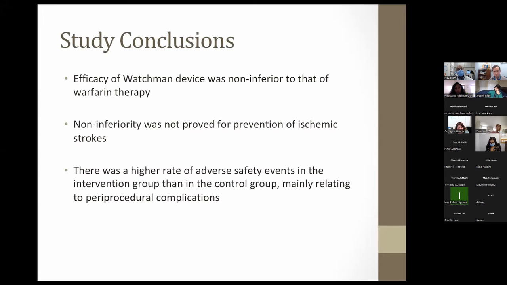So the study concluded that the efficacy of the Watchman device was non-inferior to that of warfarin therapy, and that non-inferiority was not proved for prevention of ischemic strokes. There was also a higher rate of adverse safety events in the intervention group than the control group, but these were mainly related to peri-procedural complications. So the authors are confident that with more training and greater volume load, the peri-procedural complications could be ameliorated and that these adverse rates would actually go down. But that the safety concerns post-implantation were actually pretty low.